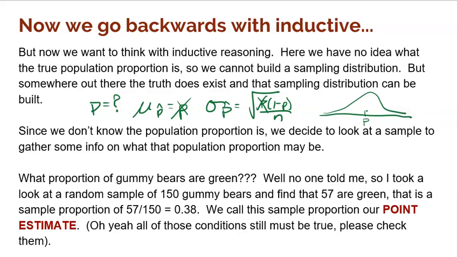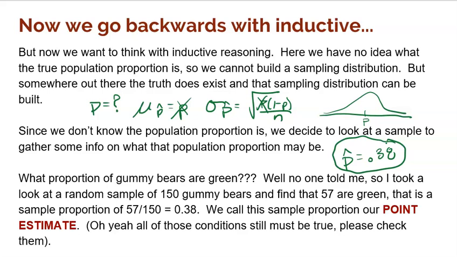So the only thing I can do is take a sample. Get a sample of 150 gummy bears, 57 are green. That is a p-hat of 0.38, 57 out of 150. Here's my hope. I hope that this sample proportion could point me towards the truth. Hence, we call it a point estimate.